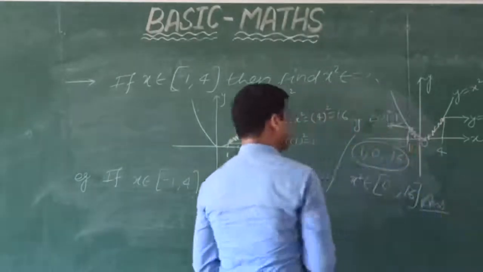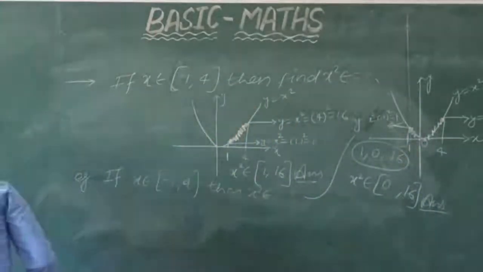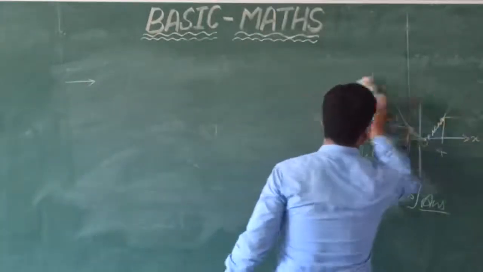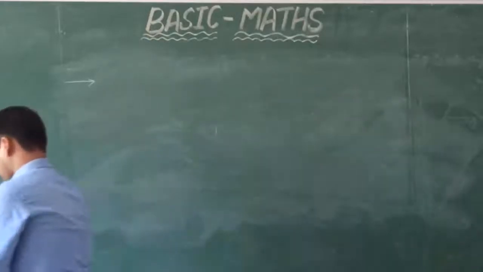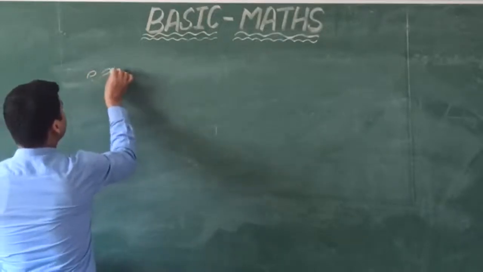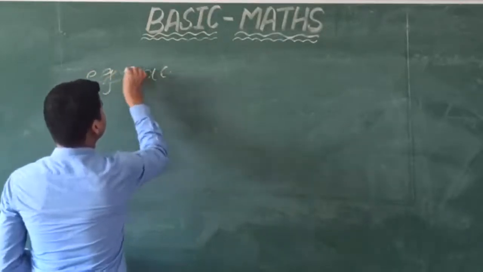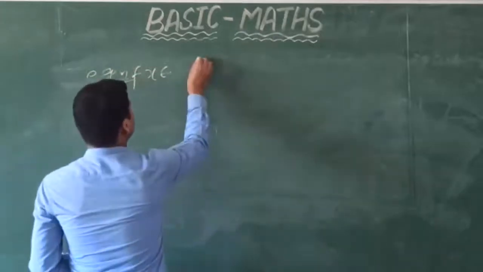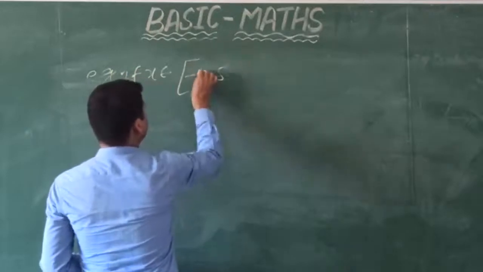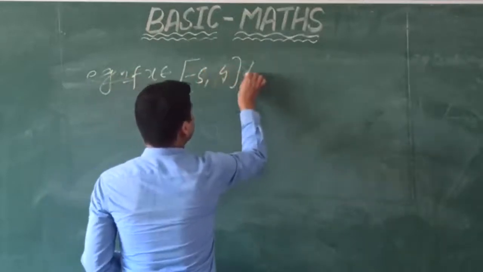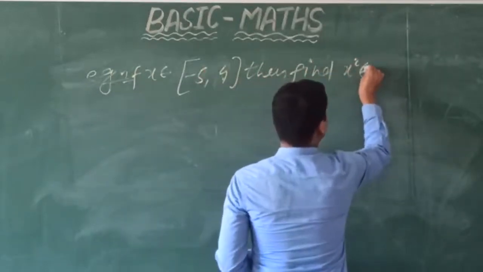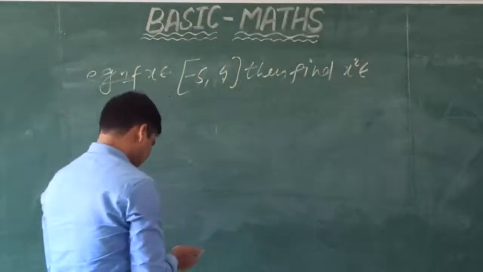Next example I am taking, with the help of that example, this will be clear. See this here. I am taking another example. If x belongs to minus 5 to 4, then find x square belongs to. Now see this here. You can get an idea from this.